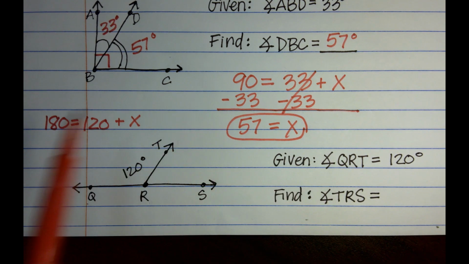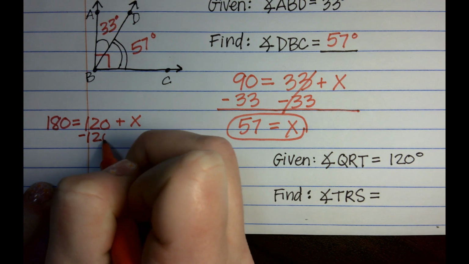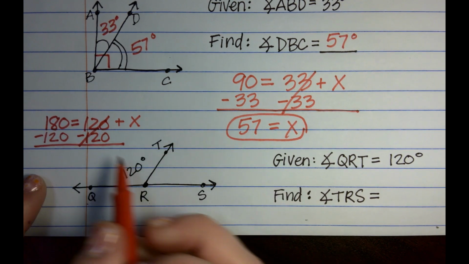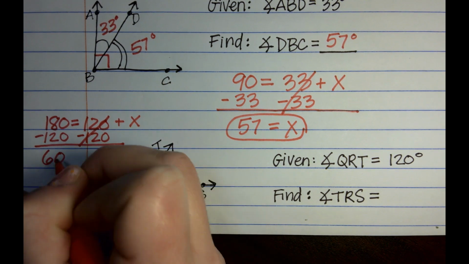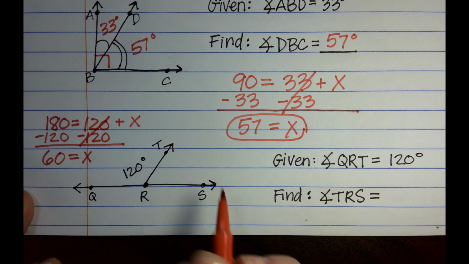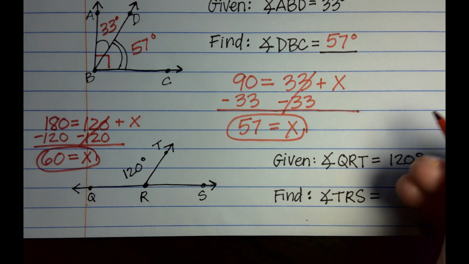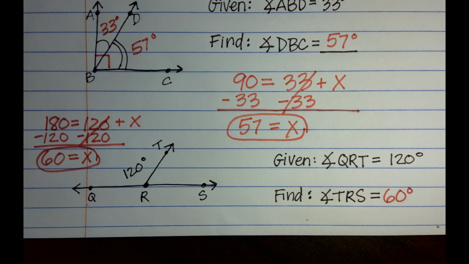So how would I solve for my missing angle here? Subtract 120 from both sides. Good, subtract 120 from both sides. That's correct. Yes, 180 minus 120 is in fact 60. So, angle TRS is what? 60 degrees. Good. And QRS, the whole angle, is 180. Perfect.